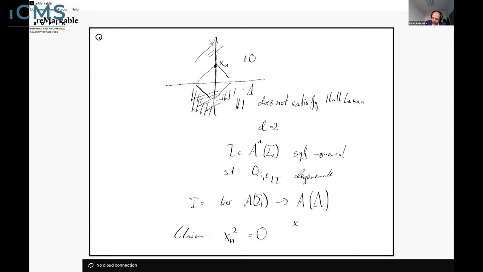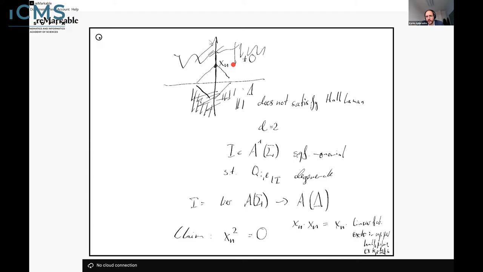So if I now take xn times xn, then this is the same as xn times the linear function in the upper half plane, extended to the plane. I have a linear function here in this upper half plane, and I just extend it. So now xn times xn, let's see. In the upper half plane, it's xn times xn, because it's just the same linear function I just extended.